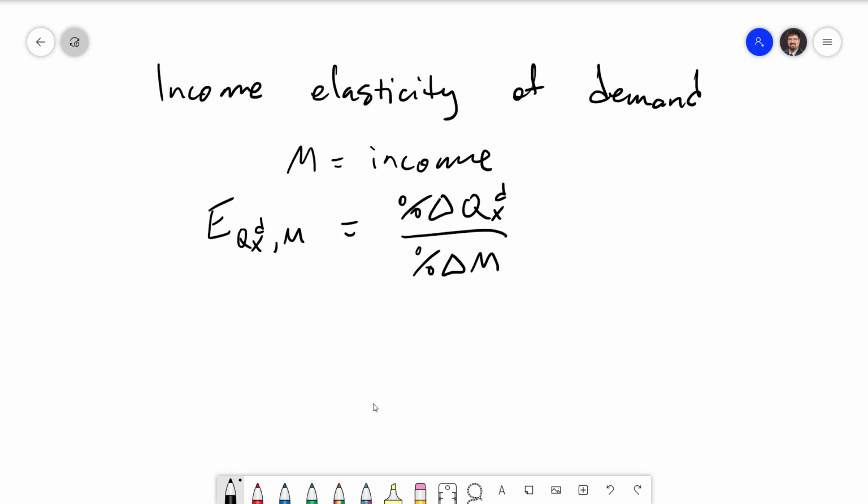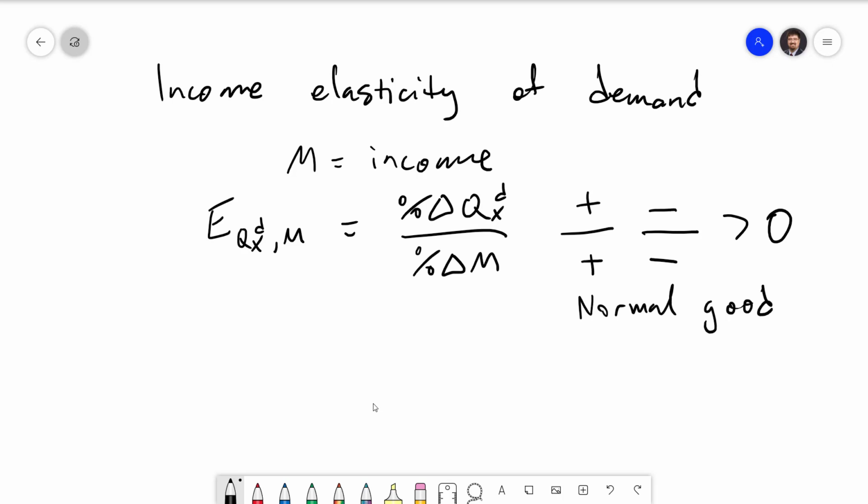Just like with cross-price elasticity, we do not know if this is going to be positive or negative. For some goods, an income increase is going to increase quantity demanded, but for others it might decrease it. If an income increase results in a quantity demanded increase, alternatively, an income decrease results in a quantity demanded decrease, this is going to give us a positive income elasticity, and this tells us we have a normal good.